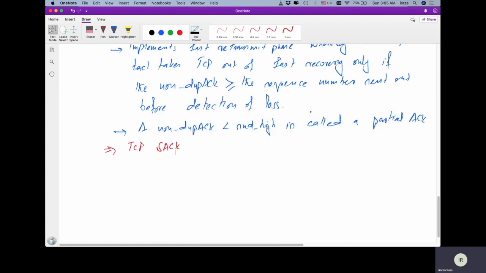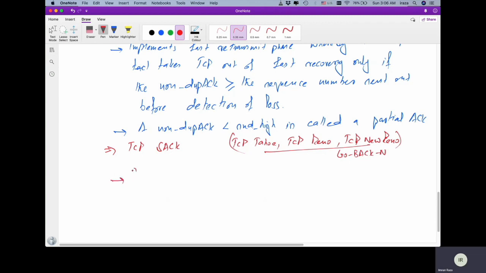Okay, so there is a solution to avoid this problem with TCP Tahoe, TCP Reno, and TCP New Reno. What is the problem? The problem is, in all these cases, either I will retransmit a segment after waiting for 1 RTT, or I'll go back and will retransmit all the correctly transmitted segments, means go back. And we have covered this go back in the previous lectures. So the solution to this problem is TCP selective acknowledgement. So SACK stands for selective acknowledgement.